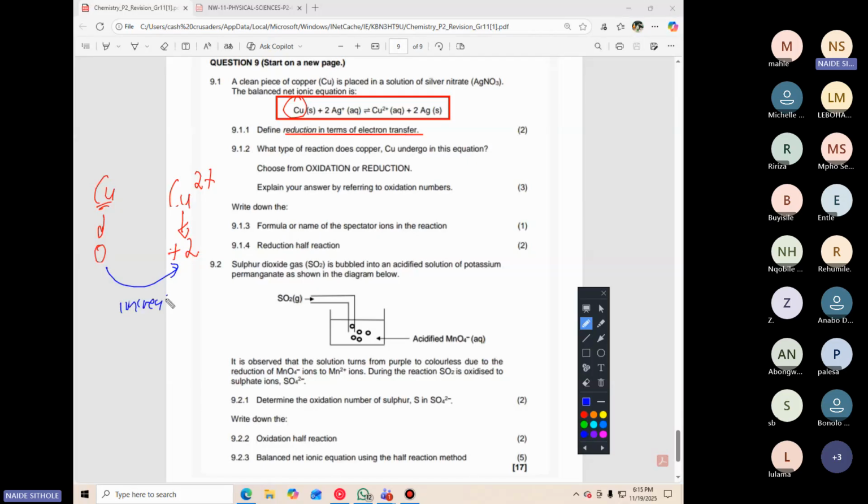So if this is an increase in oxidation number, that means what are we looking at here? What type of reaction does copper undergo in this reaction? They say, is it oxidation or reduction? We're going to say it's what? Oxidation.